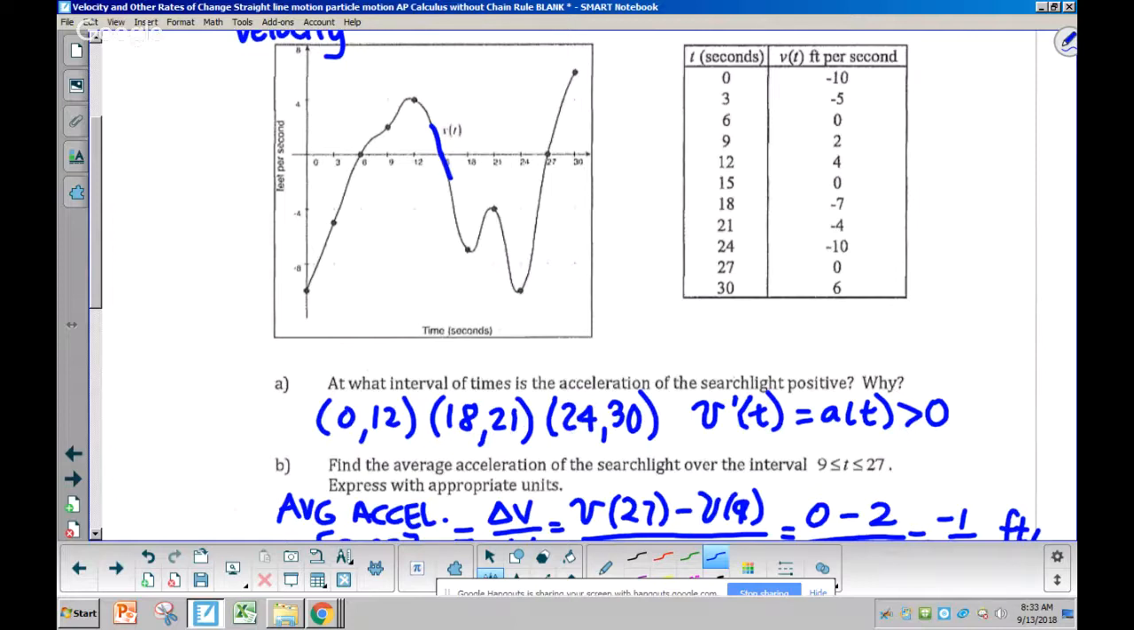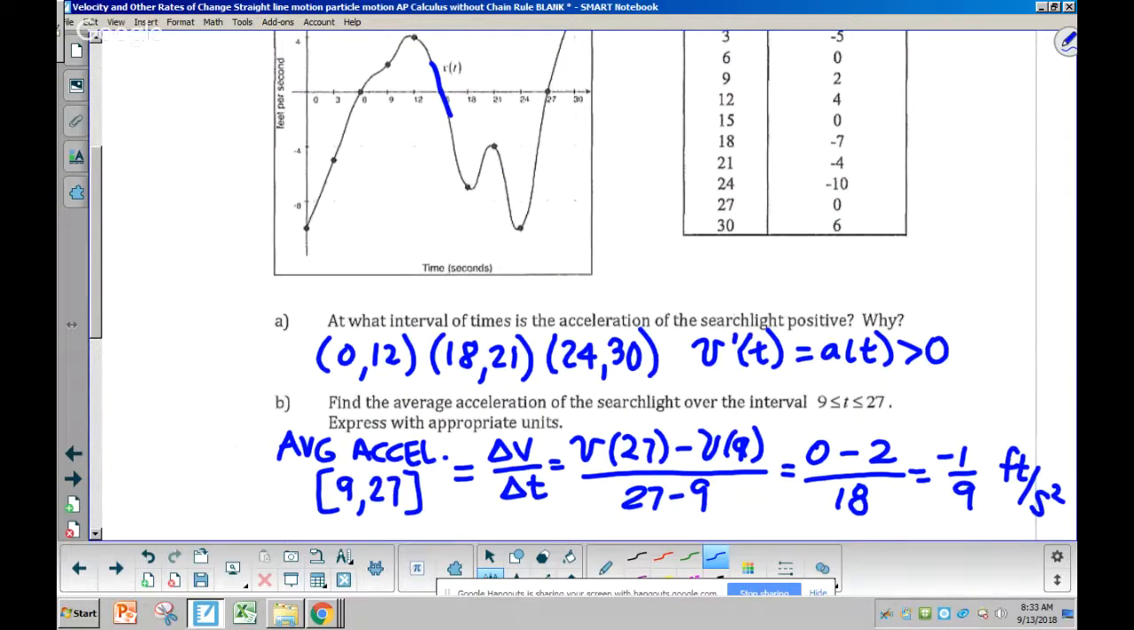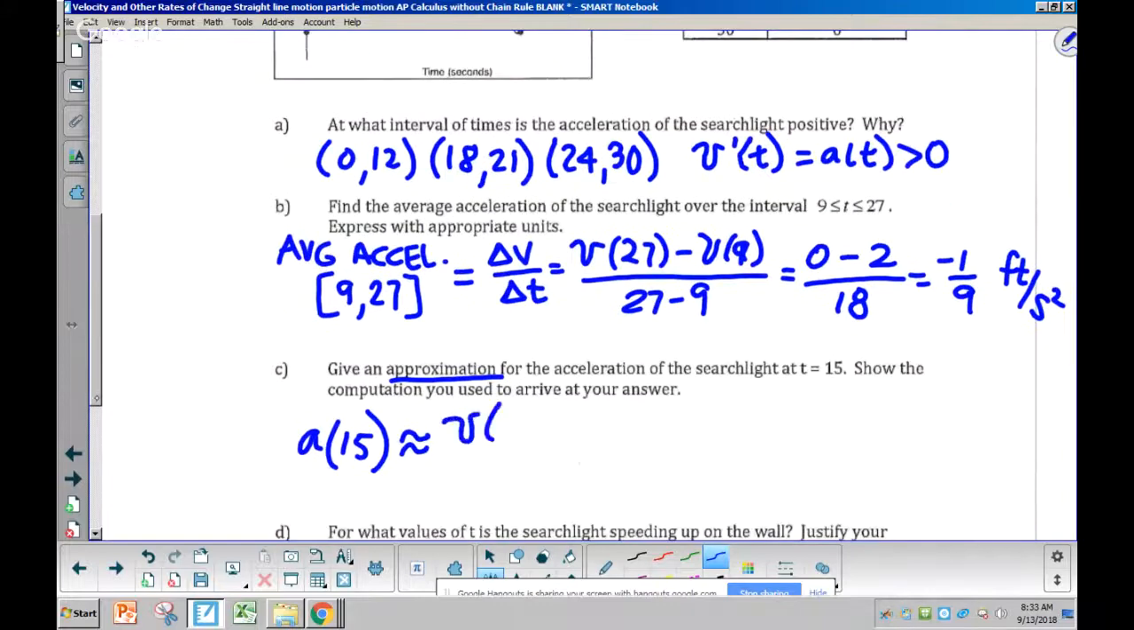So I could use the secant line between 18 and 12, do you think? So we could say that's approximately v of 18 minus v of 12 all over 18 minus 12. So that's an approximation, isn't it? Could I use different points? Sure. This is an estimation, it's an approximation. So as long as you show what points you used and it's reasonable, nobody can fault you for that. So there might be multiple answers here.